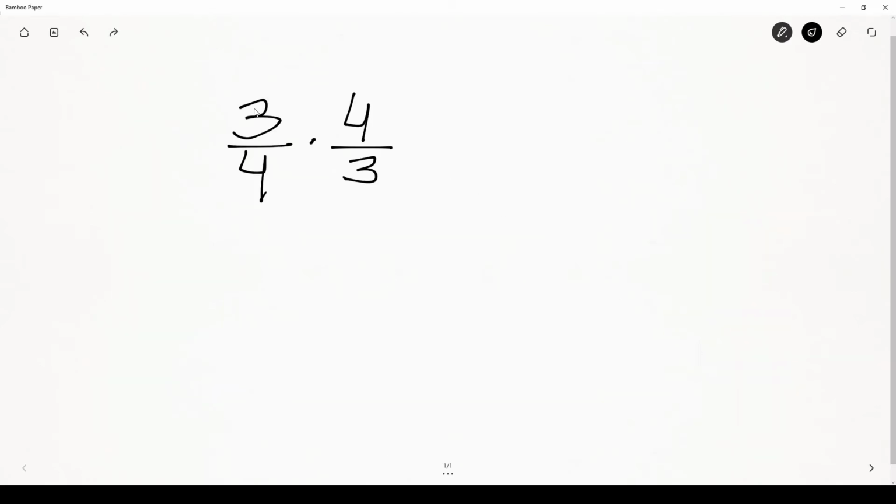Now look at this. 3/4 times 4/3. What is it equal to? 3 times 4 is equal to 12. 4 times 3 is equal to 12. So it's a whole piece. It's 12 pieces out of 12 pieces. It's equal to 1. What does this mean?